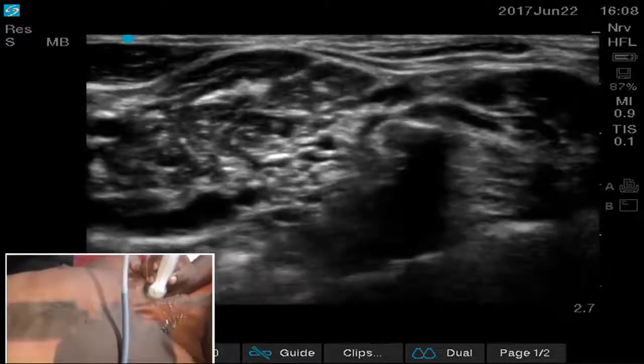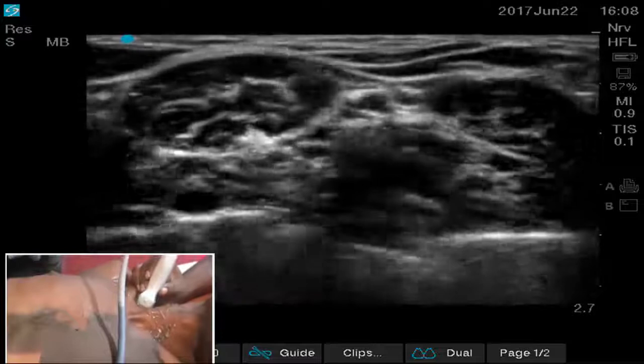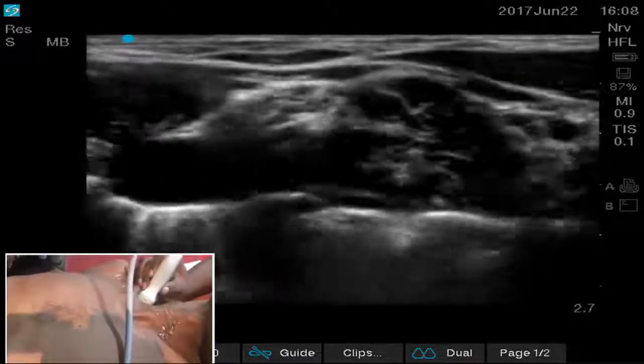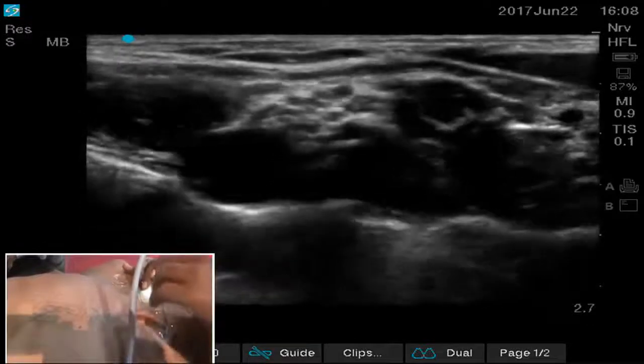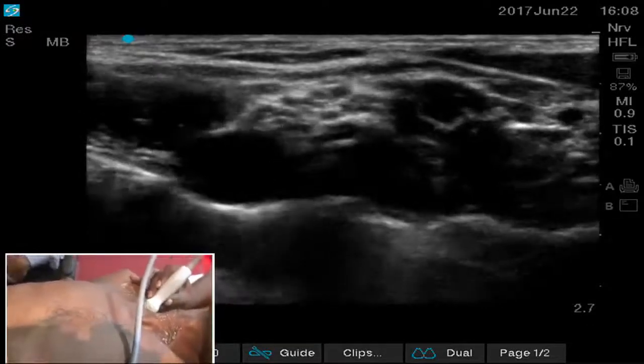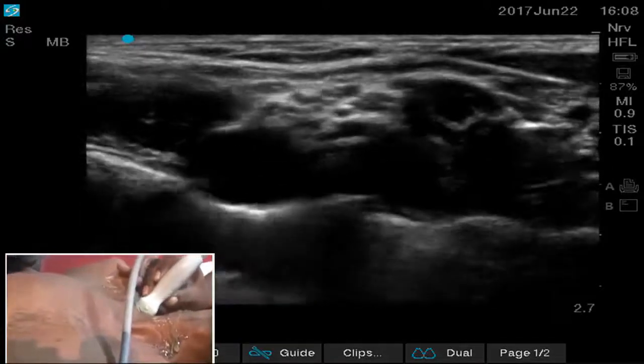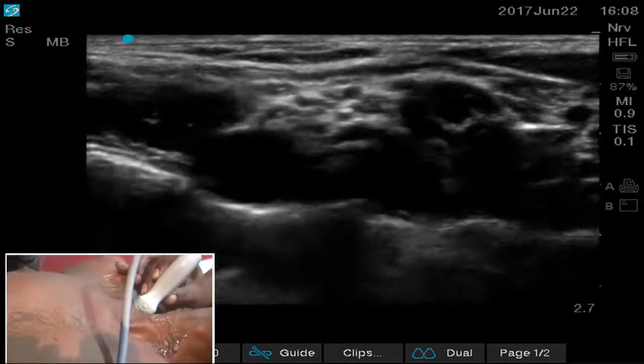So keeping these structures in the middle, if I just slowly drop the probe into the supraclavicular area, you will see the subclavian artery, round, pulsatile, and then the brachial plexus, the entire component organized superior and lateral to the subclavian artery.